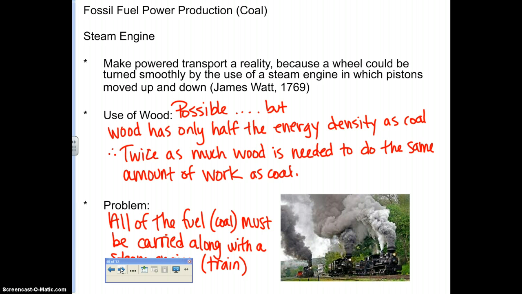Wood. Wood is possible, but it has only half the energy density of coal, so therefore you'd have to burn twice as much wood to get the same amount of work done that coal would get you.